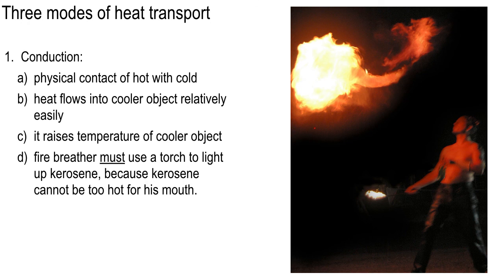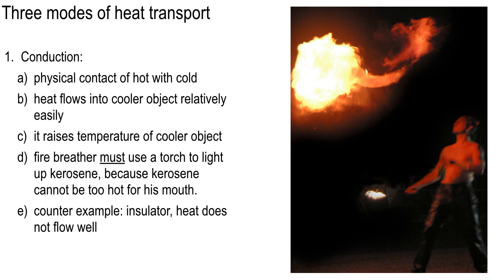Now, for instance, the fire breather, he can't have kerosene in his mouth that's already on fire. So it's got to be liquid kerosene. He blurts it out of his mouth, and then he touches. See that little hand torch that he's carrying? The reason he does that is the stuff that he blurps out of his mouth, he's got to touch it at least a little bit with that hand torch. And then those droplets will all start burning. And he gets this cool effect. All right? Now, a counterexample to that is an insulator.